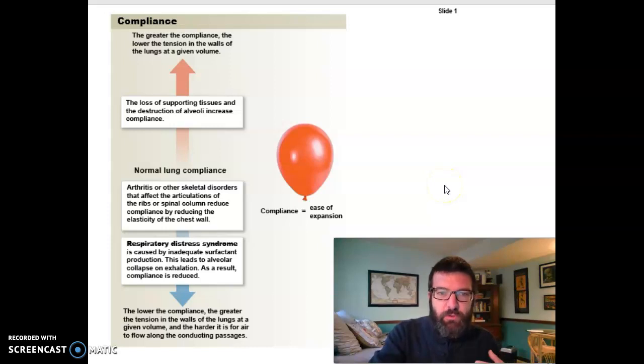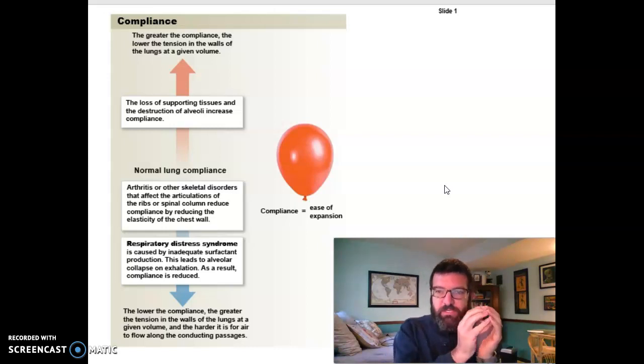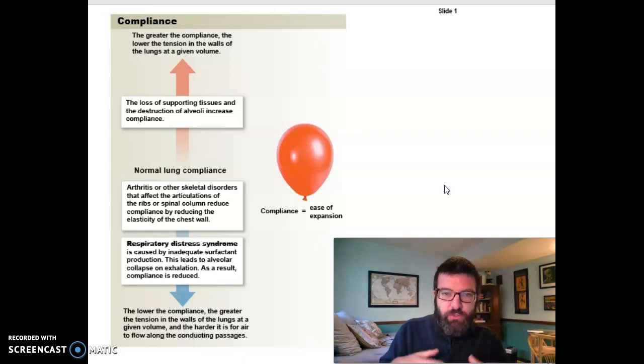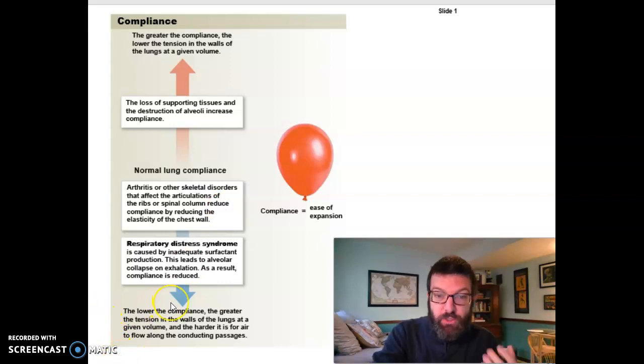So if you have inadequate surfactant production, for instance, then the sides of the alveoli stick together, right? Because that water creates a vacuum because of surface tension, and it's much harder to open up those alveoli. So you have much lower lung compliance, and this makes it much harder to breathe.